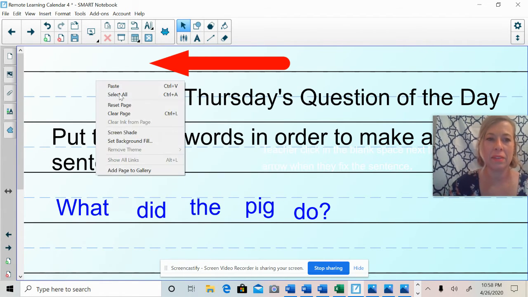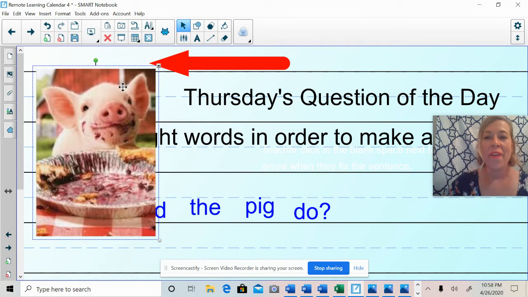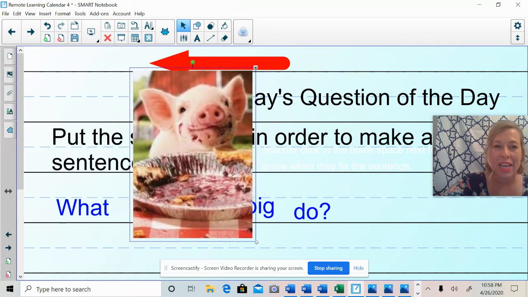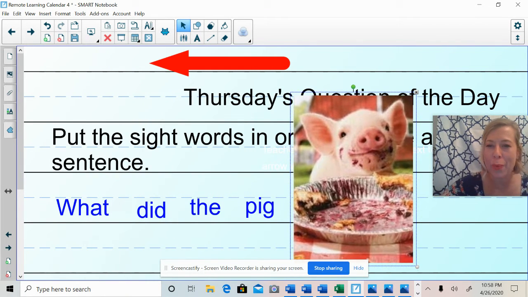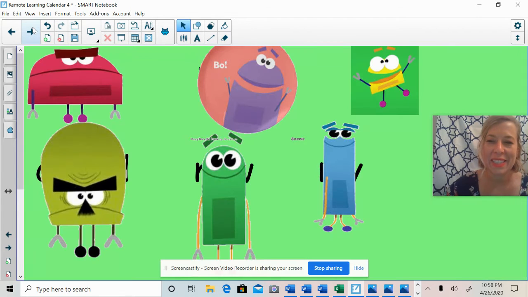Find out what it did. Where's my pig? Oh, there he is. My pig. He ate the pie. What did the pig do? He ate the pie. What a cute little piggy. Good job figuring out your sentence.